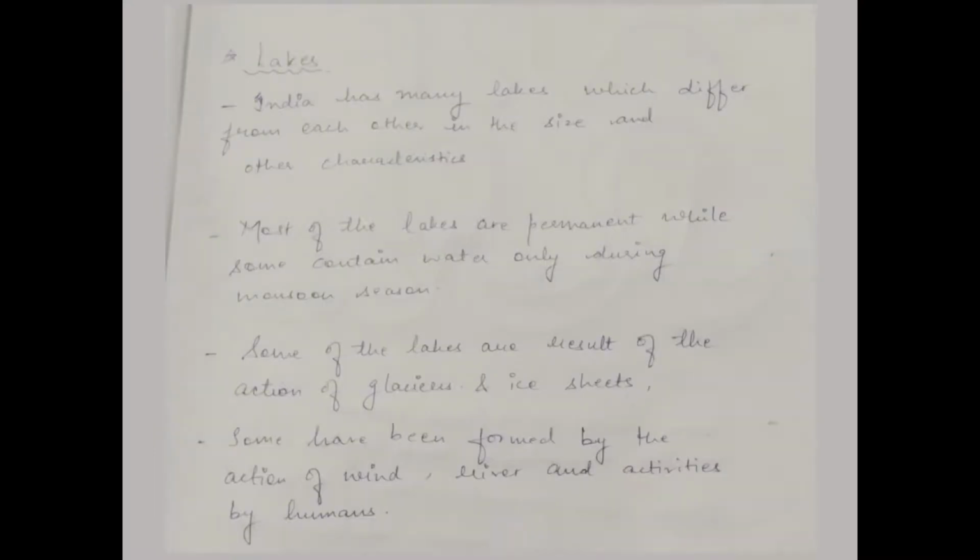Next comes lakes. India has many lakes which differ from each other in their size as well as their characteristics. Most of the lakes are permanent while some contain water only during monsoon season. Some of the lakes are a result of the action of glaciers and ice sheets. Some have been formed by the action of wind, river and activities by humans.